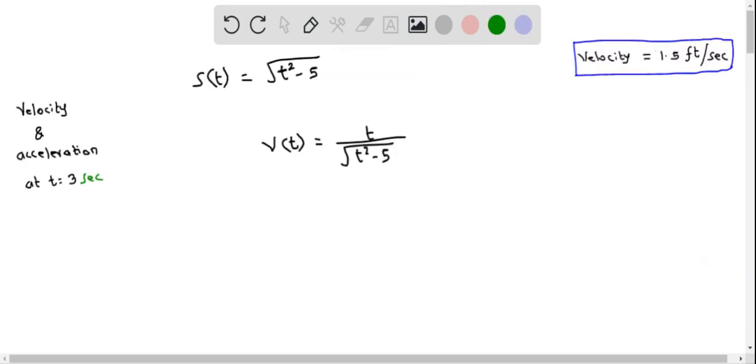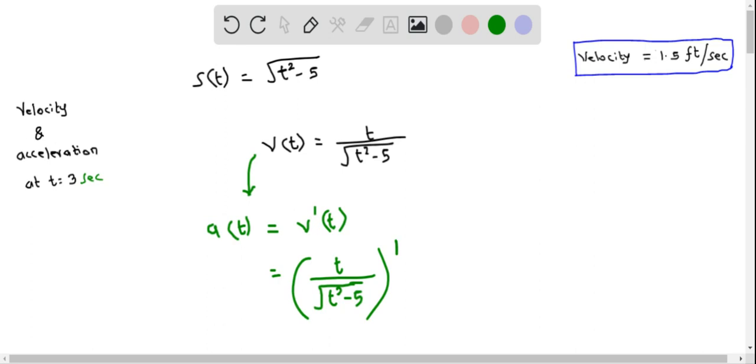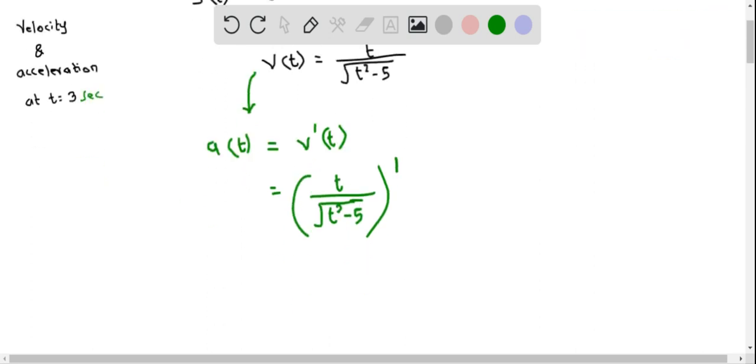We now determine the acceleration of the particle at t equals 3 seconds. Acceleration is given by the rate of change of velocity. So we write down a of t, and this equals v prime of t. Let's find the derivative of the velocity function, that is t by the square root of t squared minus 5. This derivative gives the acceleration function. We can find this derivative using the quotient rule.